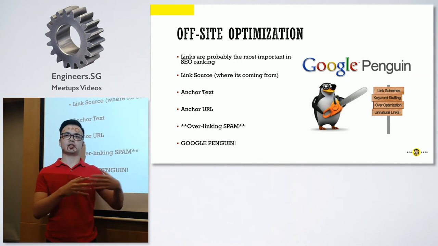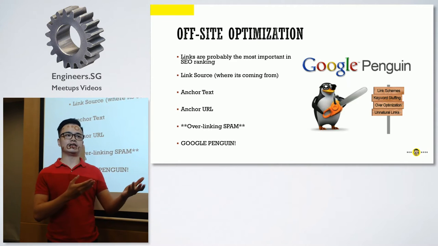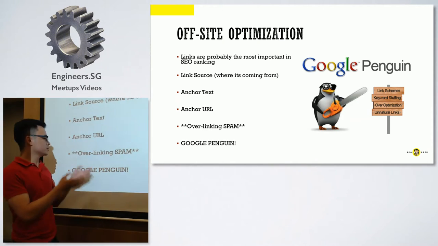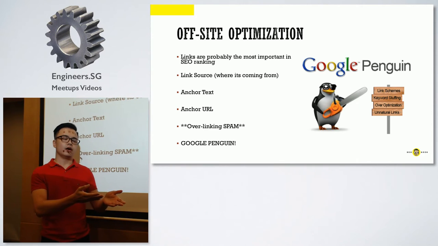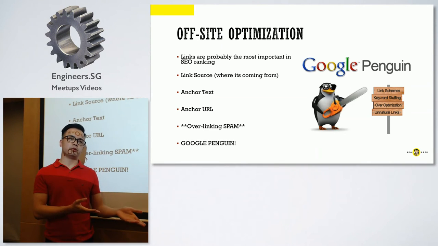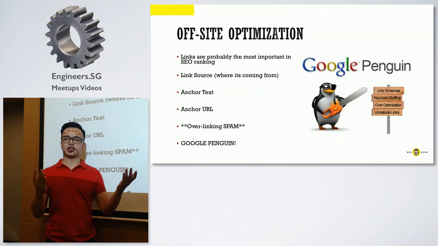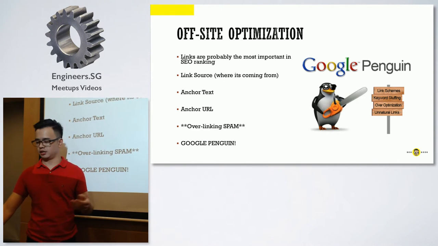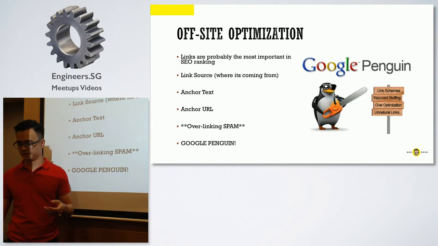So you're trying to use a scheme, or you trade links in a certain manner, and link schemes are what they don't want. Because of that, Penguin came about. Penguin penalized a lot of people on their websites and rankings changed, and people now have to do their SEO post-Penguin in a certain manner.